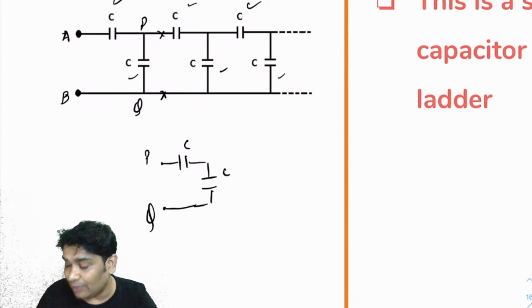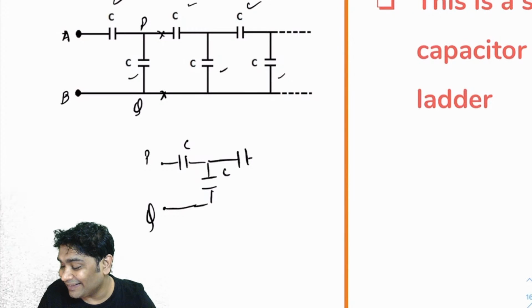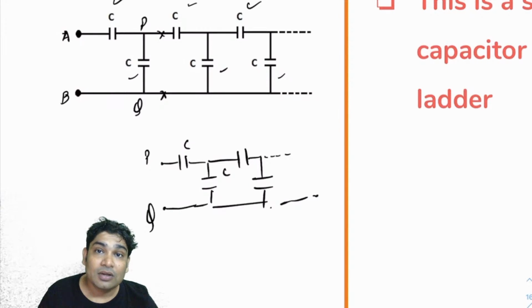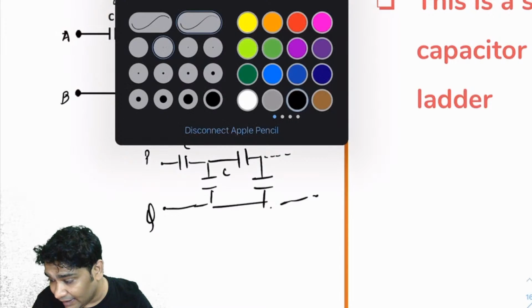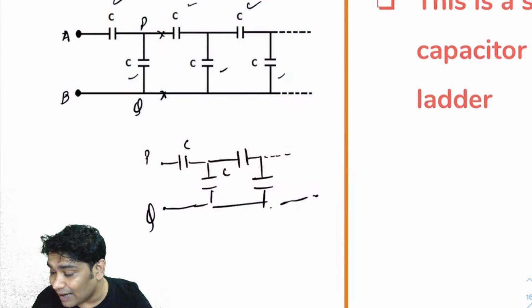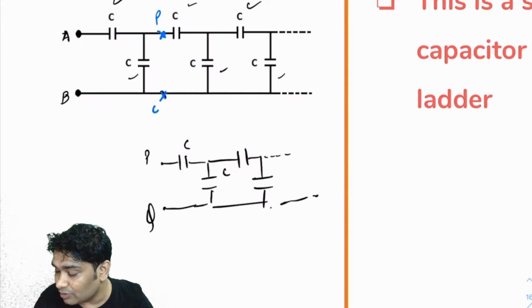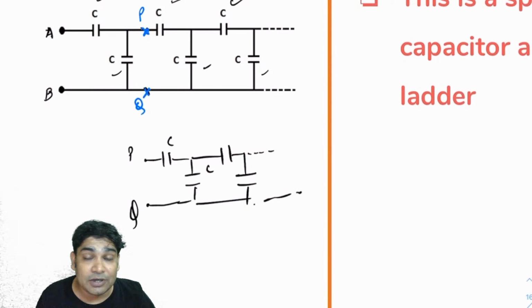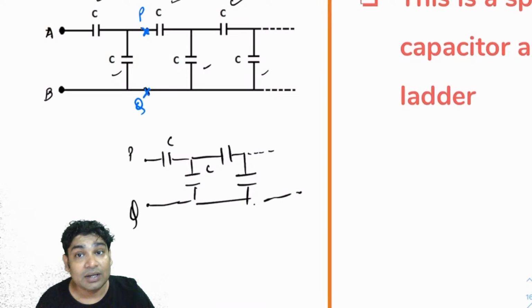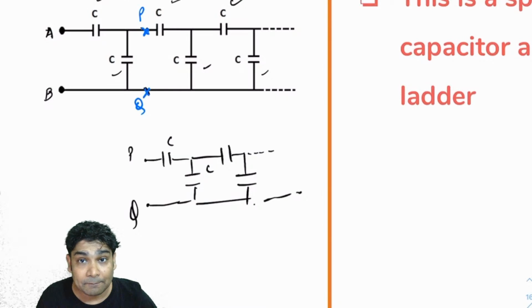So from P and Q, if I am drawing the circuit, how does it appear? And again it goes to infinity. So what you will realize is that the circuit from P and Q is absolutely identical to the circuit between A and B. I hope you can see that. So this was my P, this was my Q. Again, because this is going to infinity. Agreed? I hope you can see that.